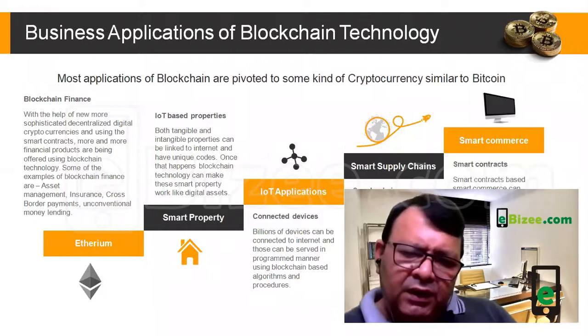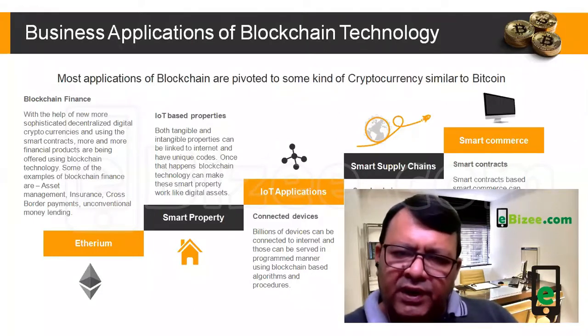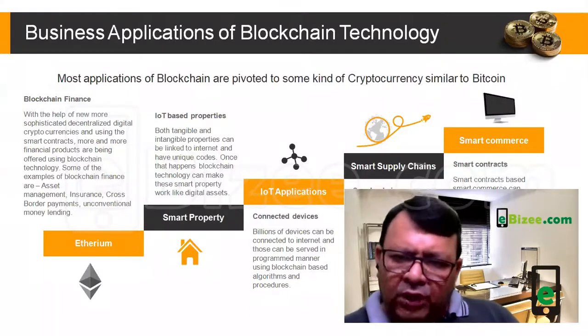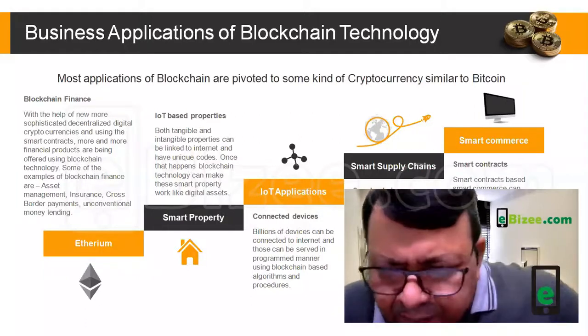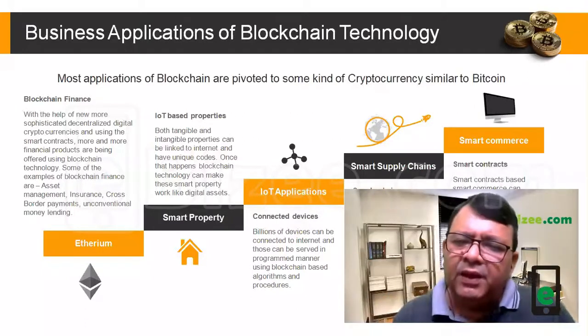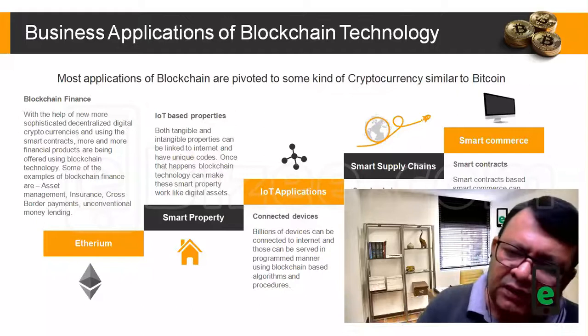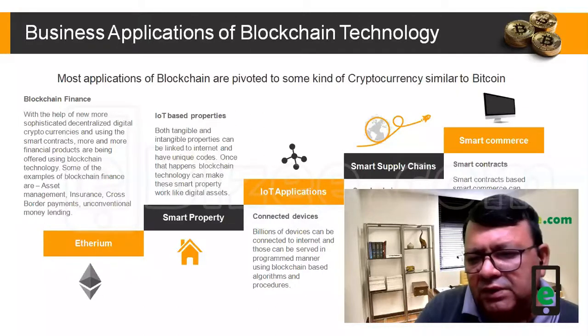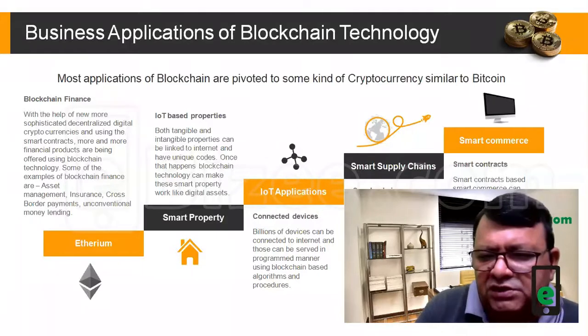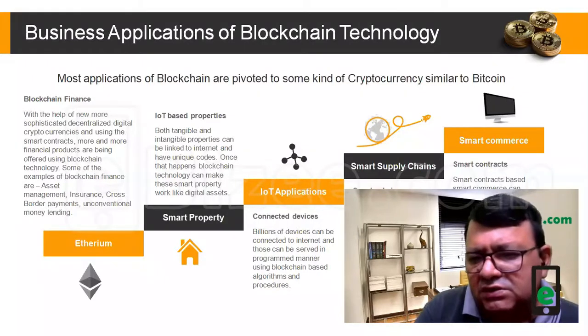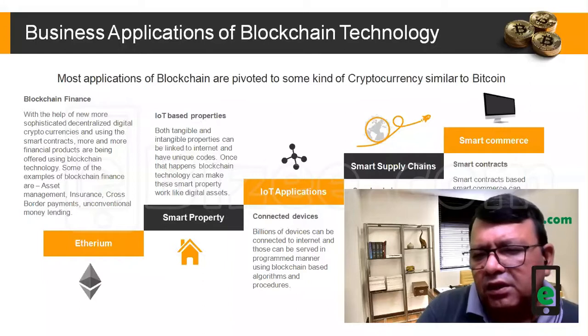So it should be understood that most of the applications of blockchain are provided to some kind of cryptocurrency similar to Bitcoin. So we have something like 2000 different cryptocurrencies in the market, and they are sometimes the refined version of Bitcoin, and they are connected with the special use of blockchain in certain special applications.